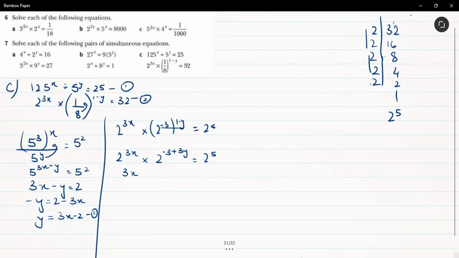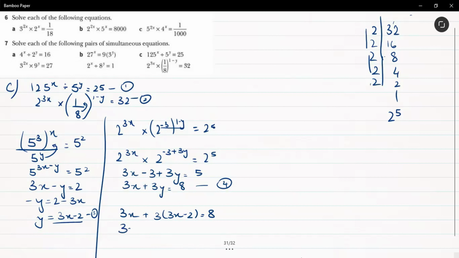So we write 3x plus negative 3 plus 3y is equal to 5. Simplify this: 3x plus 3y is equal to 5 plus 3, which is 8. Now we had the value of y, which is 3x minus 2, and we input this into equation number 4. So 3x plus 3 multiplied by 3x minus 2 is equal to 8.